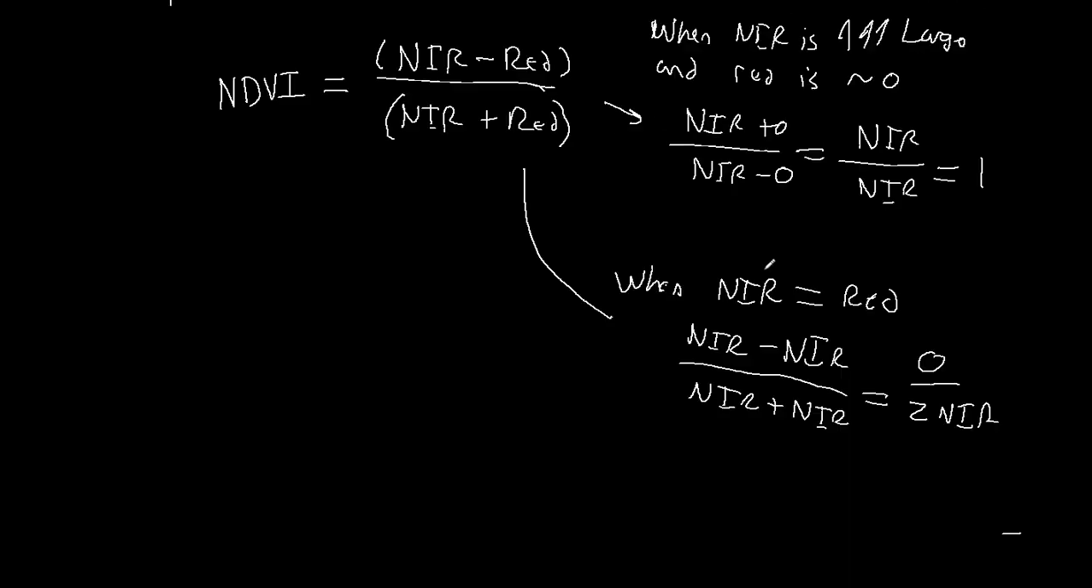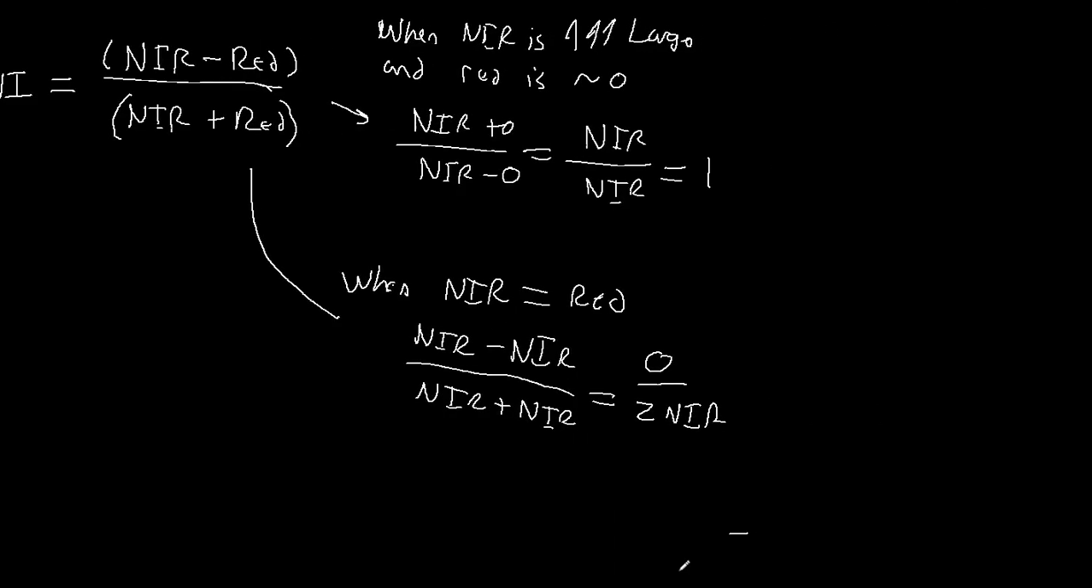So what happens when we take 0 and we try and divide it? Well, this is going to go to 0. So when NIR and red are close together, these values are going to converge to 0.